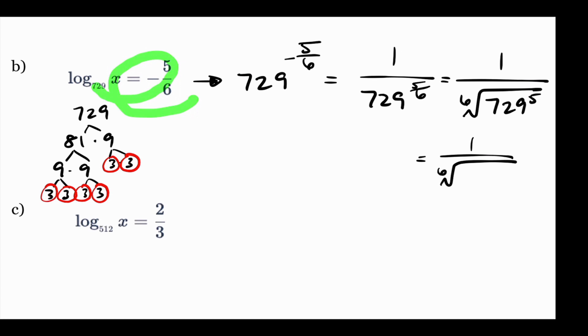Each 729 has 6 threes. How many threes do I have total then? If each one of these 729s represents 6 threes, I have 30, right? Yep, I have 30 threes. 3 to the 30th power.